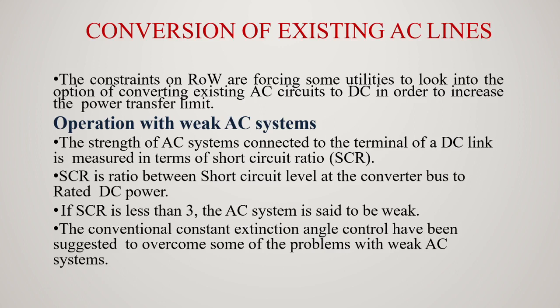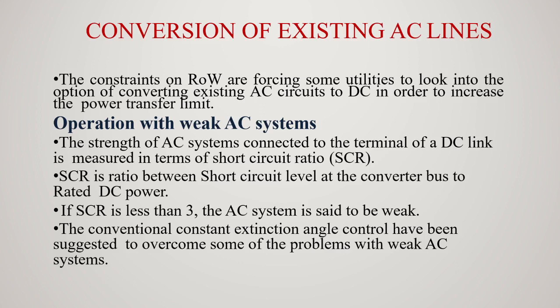Next is operation with weak AC systems. The strength of AC systems connected to the terminals of a DC link is measured in terms of short circuit ratio, SCR. SCR can be defined as the short circuit level at the converter bus divided by the rated DC power. If SCR is less than 3, the AC system is said to be weak.